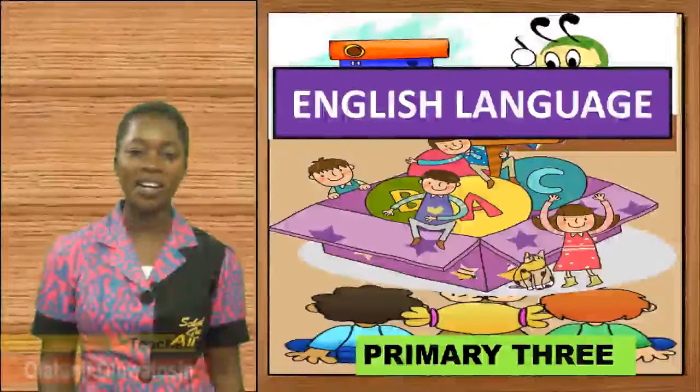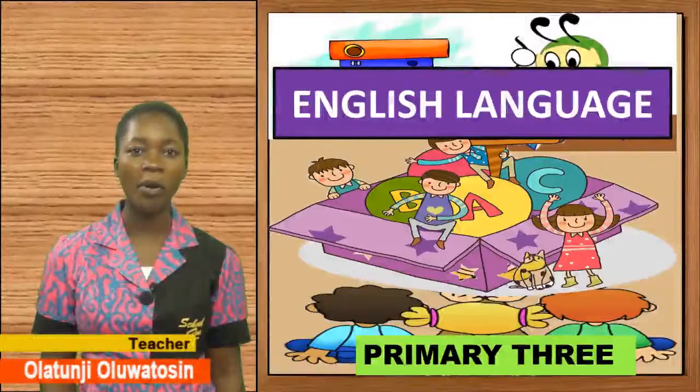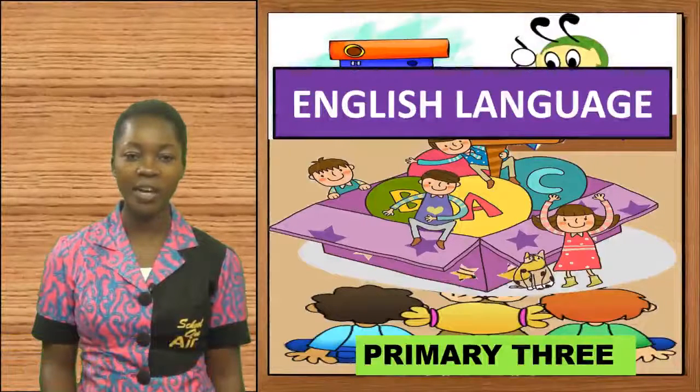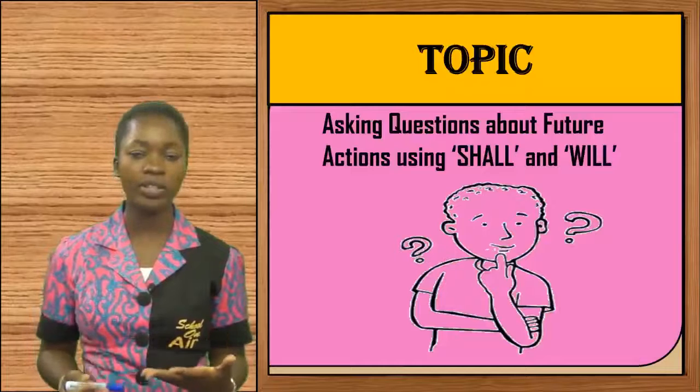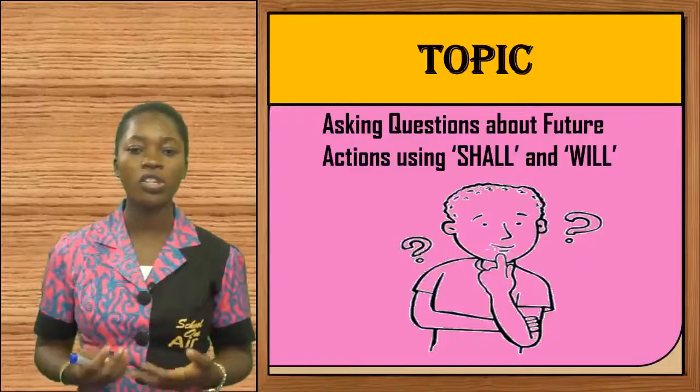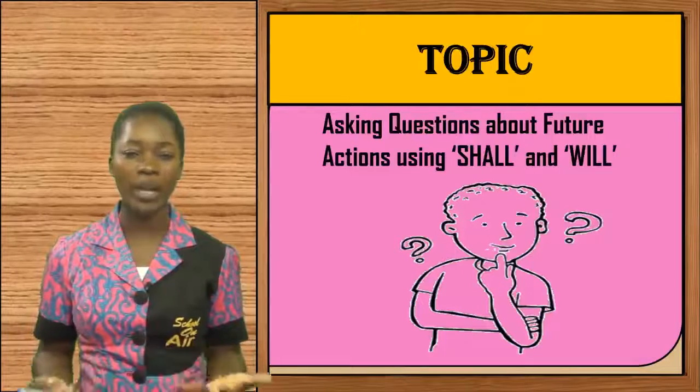Hello, welcome to School A. This is English language for Primary 3. And our topic for today is asking questions about future actions using shall and will.